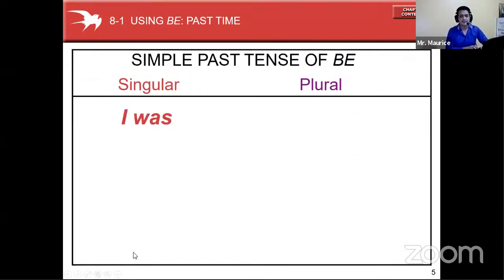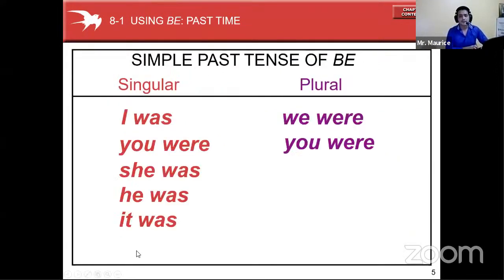Let's practice, guys. The verb to be has two options, was and were. Remember, the option was is for singular, like the example you have there. And the option number 2, were, is for plural form. I was, you were, she was, he was, and it was. The plural, well, we were, you were, and they were. The verb to be in past.